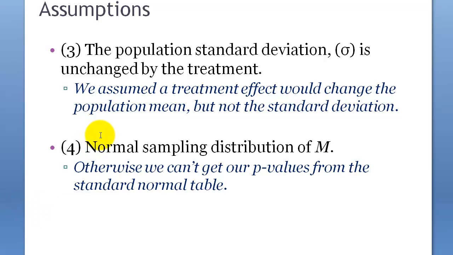That I don't really understand. Fourth, a normal sampling distribution. Otherwise, we can't get our p-value from the standard normal table. But we know how to evaluate whether it's normal or not.